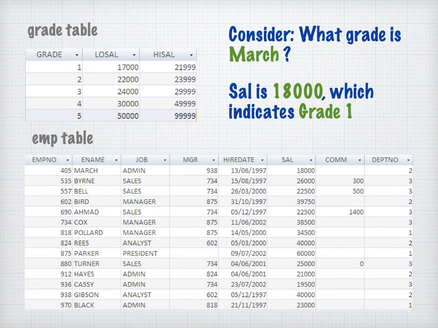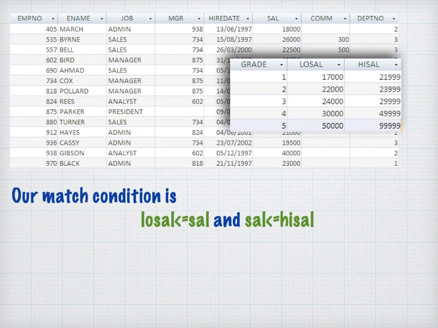So let's try and write that down in a form that we can actually use in relational algebra and in SQL. What we're actually saying is this. We're saying combine these tables together, and we want to keep rows where the salary is greater than or equal to low sal and the salary is less than or equal to high sal. In other words, sal has to fall between those 2 points, between low sal and high sal, for these two tables to be connected together.